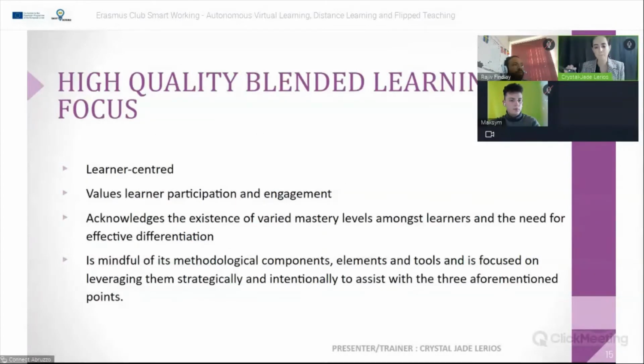Okay. What high quality blended learning does, it's very learner-centered. And when I say learner-centered, it means our focus is the learner. Our focus never shifts to the tools. It's not about the online environment. Yes, we use it, but we use it in a way that is going to benefit the learners that we have in front of us, the dynamic of the group that we have in front of us at that time, which is not the same every time. So it also values the learner participation and engagement.